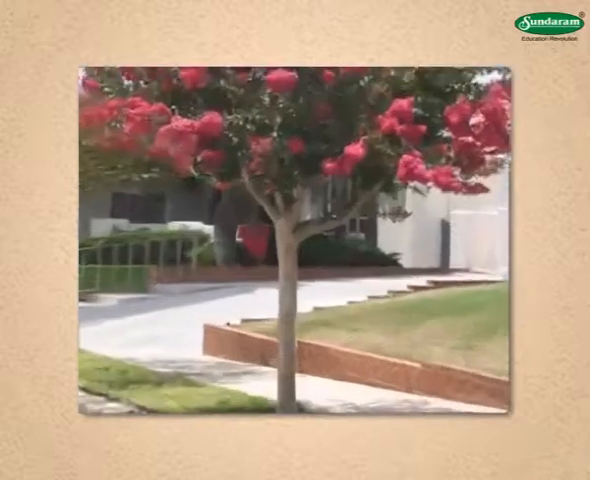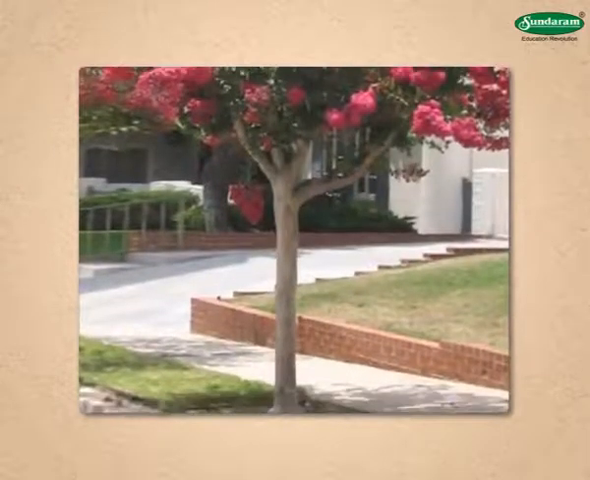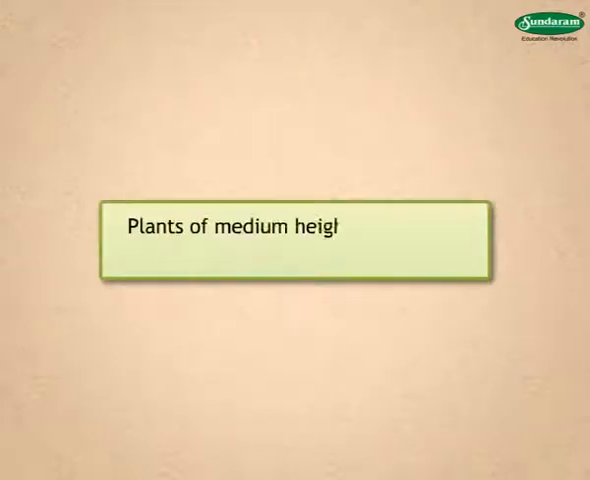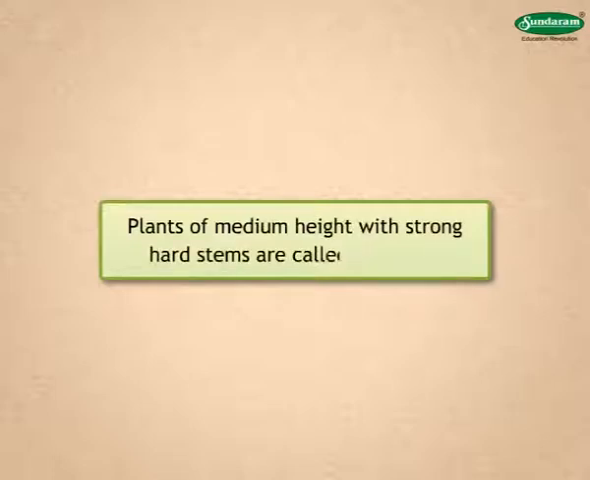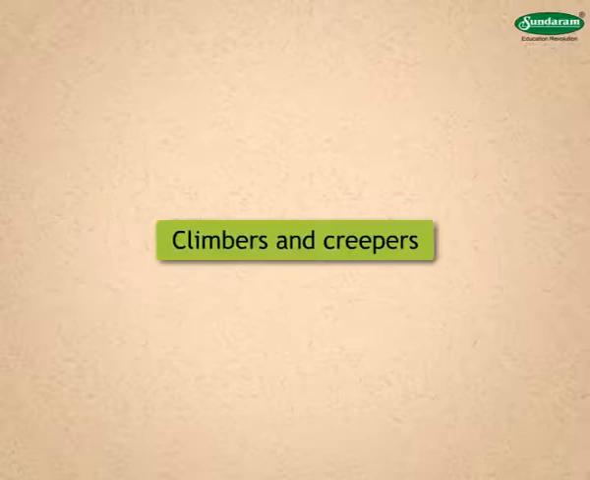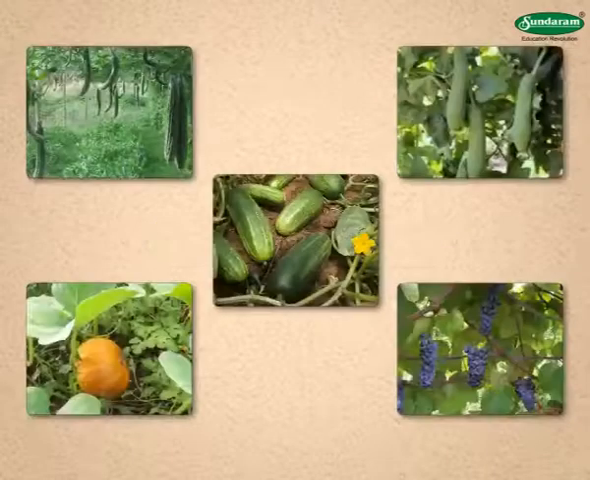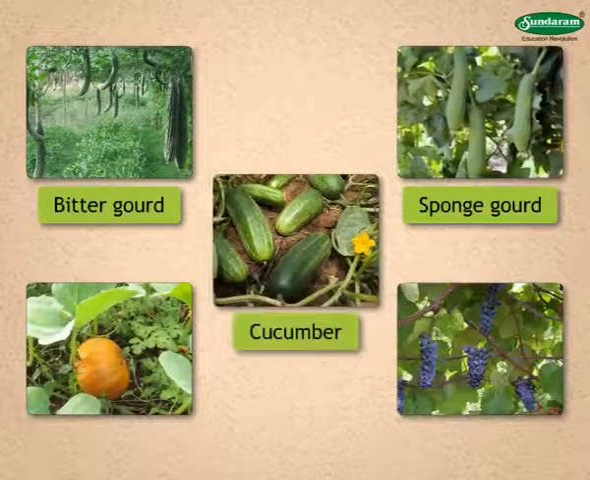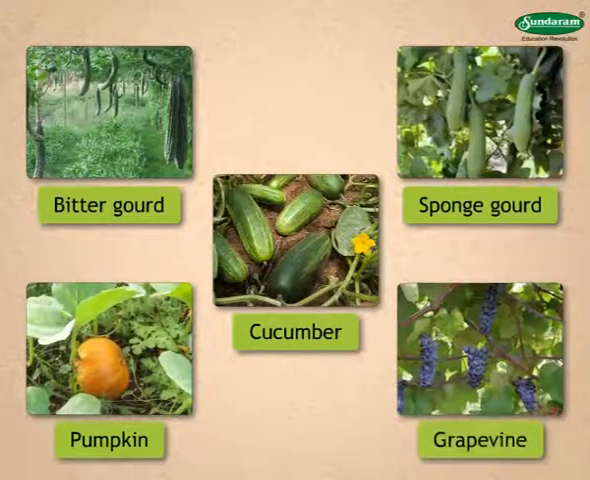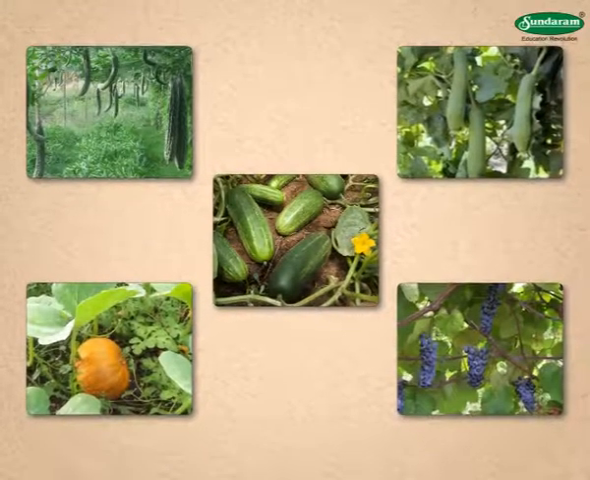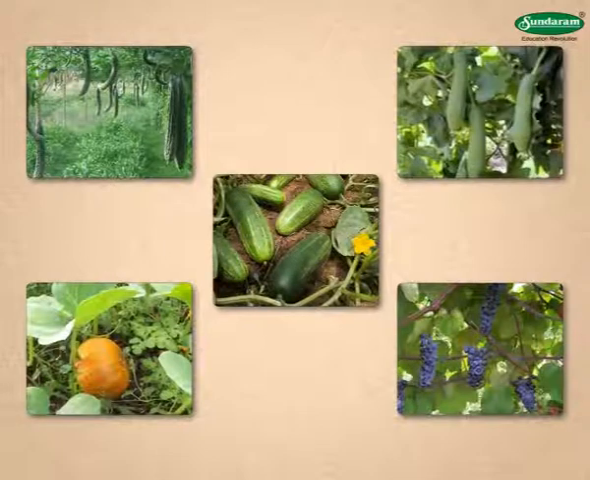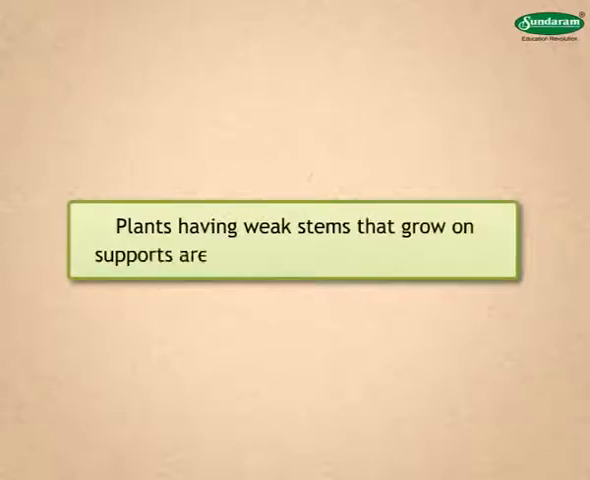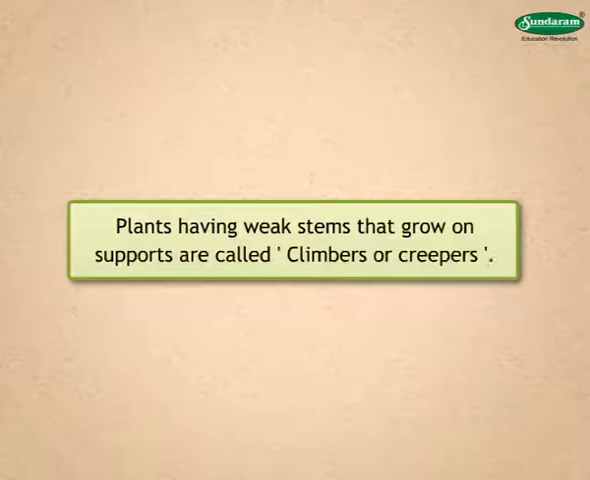Shrubs too have hard, strong stems. The stems begin to branch out close to the ground. Plants of medium height with strong, hard stems are called shrubs. Climbers and creepers. Observe the stems of plants like the bitter gourd, sponge gourd, cucumber, pumpkin and the grapevine. We see that they grow on a support or spread along the ground. Plants having weak stems that grow on supports are called climbers or creepers.